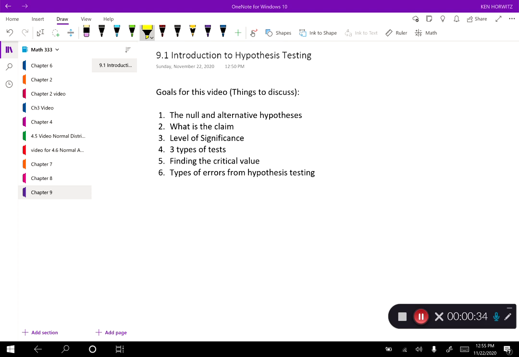All right, so the goals for today, we're going to talk about the null and alternative hypotheses. We'll discuss what is the claim, level of significance. There are actually 3 different types of tests that we can wind up doing: finding a critical value and types of errors from hypothesis testing.